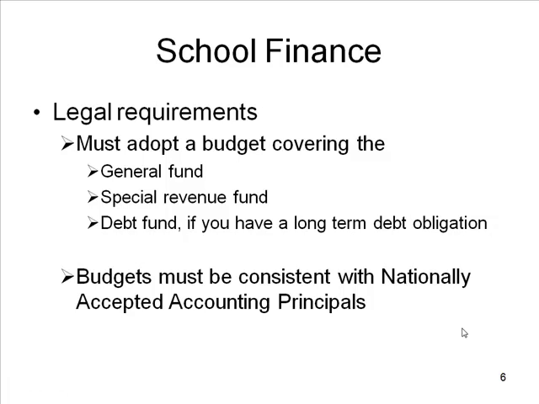The school code lays out legal requirements in the adoption of a budget. You must adopt a budget for the general fund. If you have a food services program, you would be adopting a special revenue fund. And if you have a bond for either equipment or facilities, you would need to develop a debt fund and adopt a budget accordingly. Budgets are required to conform with state and national accounting principles and are laid out in a specific format in order for individuals looking at these budgets to compare budgets from one school entity to the next.